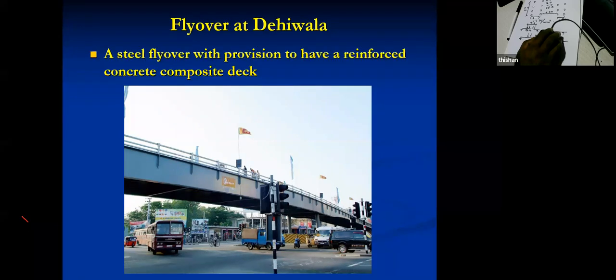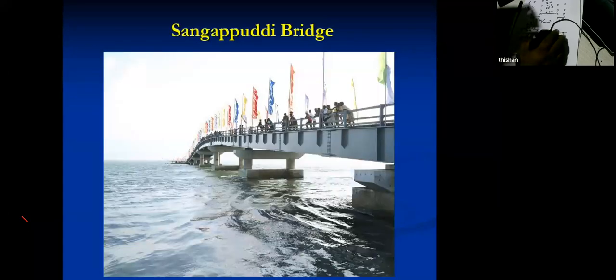And I think this is Dehiwala flyover. And you might ask, what is this? Sangapudi Bridge at Pooneryn. And how would this come here? This is actually the flyover meant for Panadura. This is a Panadura town flyover, but due to some reason they found that it's not necessary, and then it ended up connecting Jaffna Peninsula with the mainland at Pooneryn, and this is called Sangapudi Bridge.